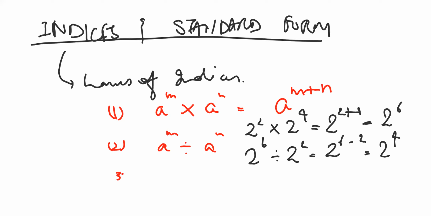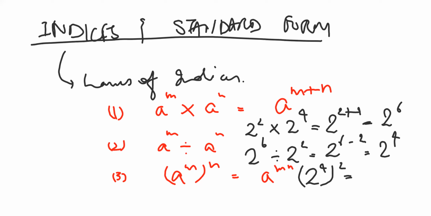And the third law of index states that if you have a base that has two exponents which are being multiplied in brackets, they'll be simply multiplied. So a raised to the power m into n would give you a to the power mn. Now, for example, you've got 2 raised to the power 4 multiplied with 2. So 2 raised to the power 4 into 2 would give you 2 raised to the power 8, which you can simply write as whatever 2 raised to the power 8 is. These were the three basic laws.